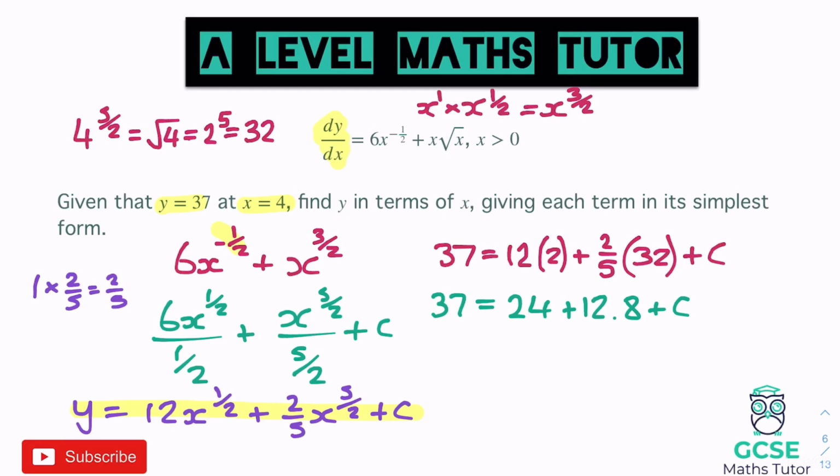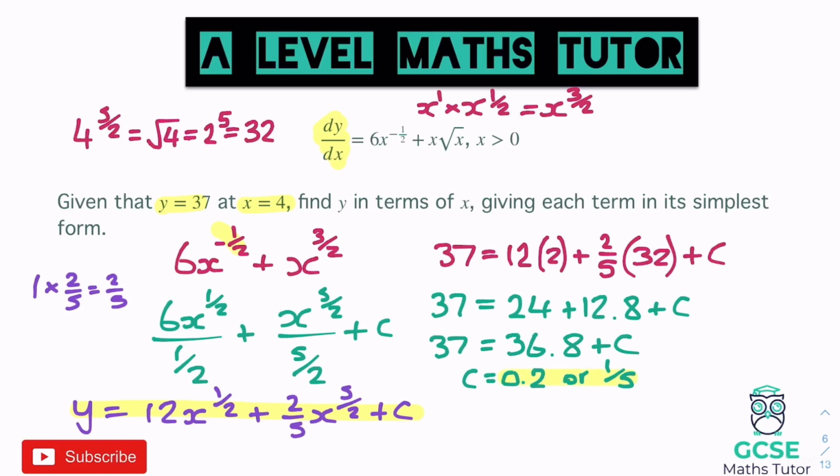And if we add this all together, let's see what we've got. We've got 37 equals 24 plus 12.8 is 36.8, there we go, plus c. So our c value there, what's missing is 0.2. So c equals 0.2, or you could even write that as 1/5. As it's all fractions down there, I might just keep it as 1/5, but obviously you can write it as either, they're both the same, so 0.2 or 1/5.